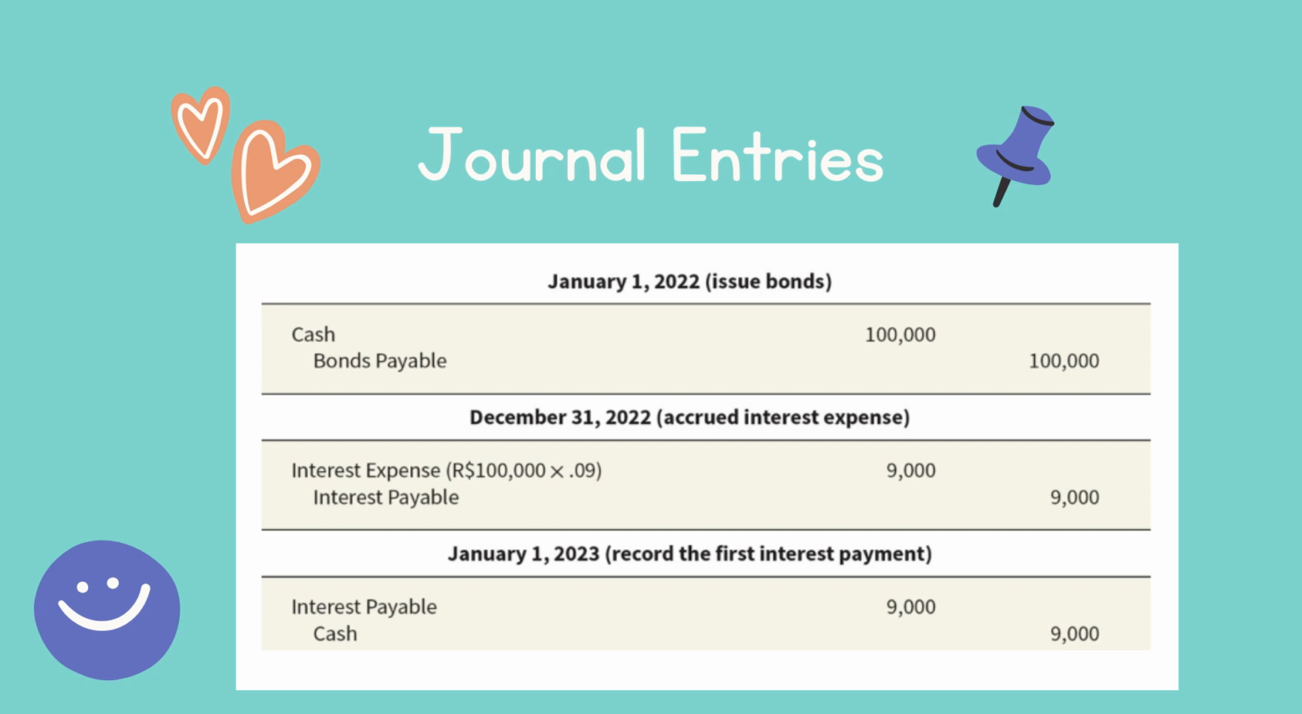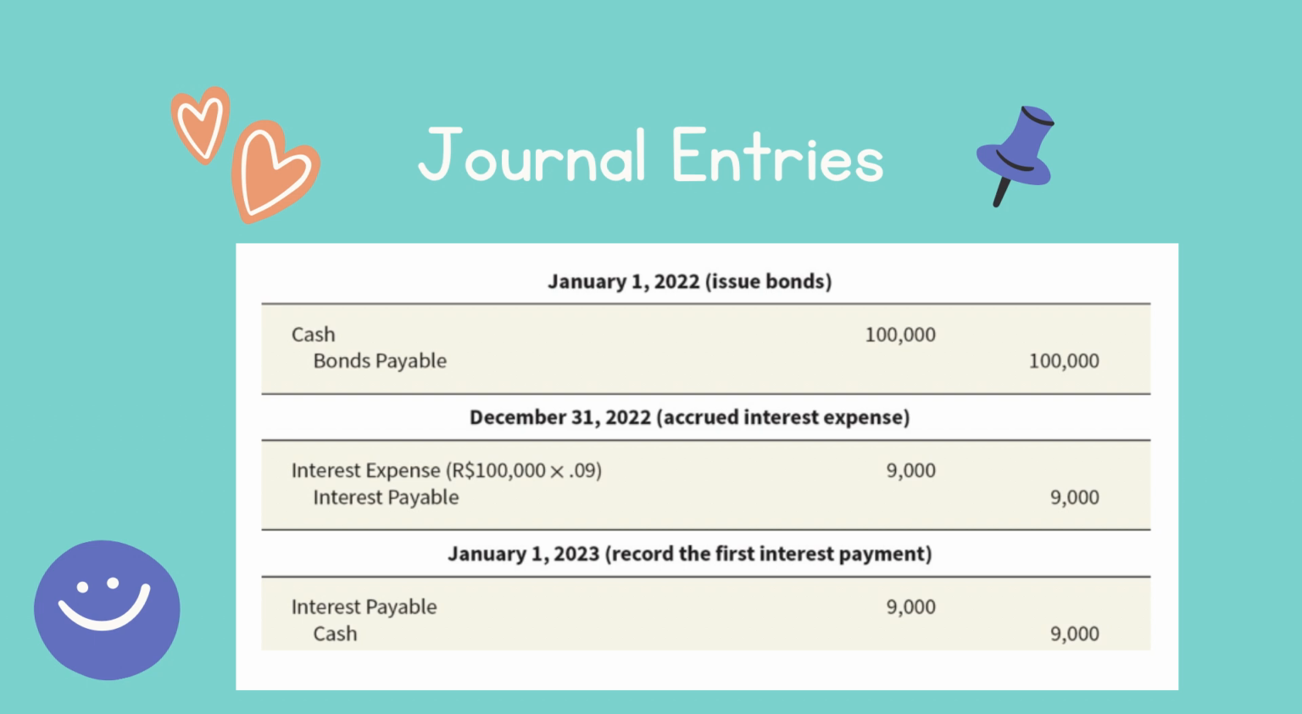Okay, so first, on January 1st, 2022, issue bonds. We issued the bonds. I sold them. So what's gonna happen? I'm gonna receive cash. So cash, it's an asset. It will go up in the debit side. What's gonna happen? I'm gonna create a liability. Okay, I'm gonna pay them later. Bonds payable. It's a long-term liability.